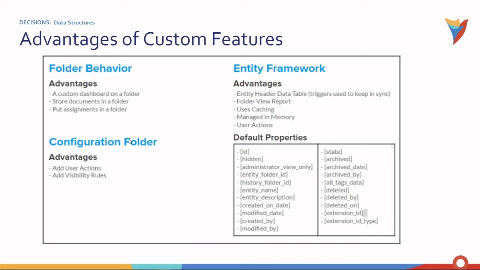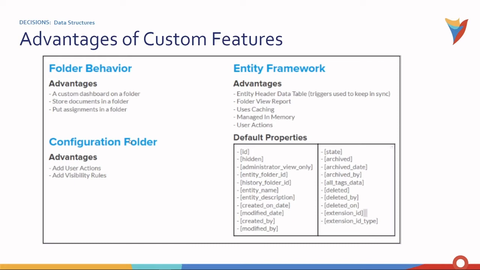Then last but not least, we have entity framework, and some of the advantages of that will be entity header table, a folder view report. It uses caching, managed in memory, as well as user actions, very similar to the configuration folder. And below that, some of the default properties for an entity under the entity framework are as below, as you will see. So it gets much more detailed depending on the type of structure that you choose.